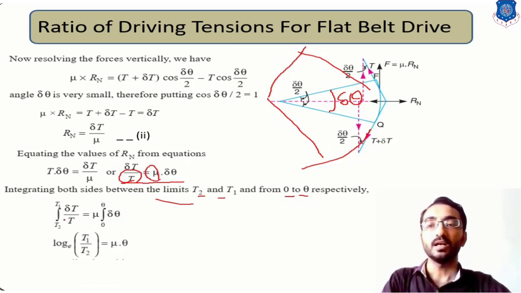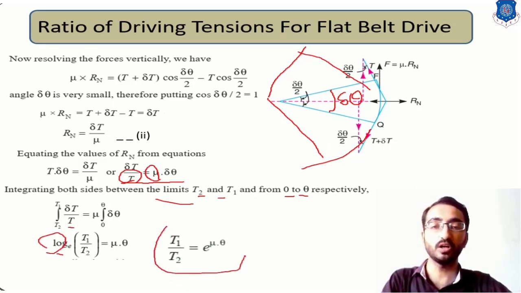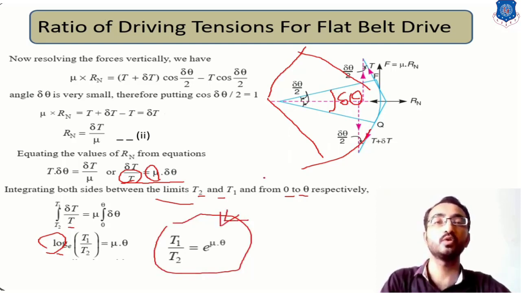Now if you integrate delta T by T in terms of a logarithmic term, it is log of T1 by T2 is equal to mu theta. This is the general equation for the ratio of driving tensions. If you put this logarithmic term on the opposite side, we can say T1 by T2 is equal to e raised to mu theta. This equation is very important and will be useful for any calculations while you are solving numericals of belt drives. In this way we can derive the ratio of driving tensions for flat belts.